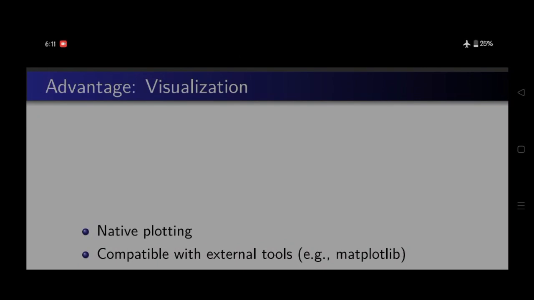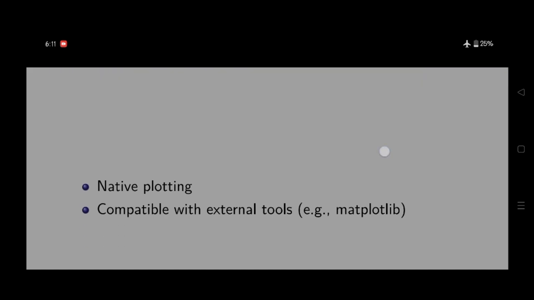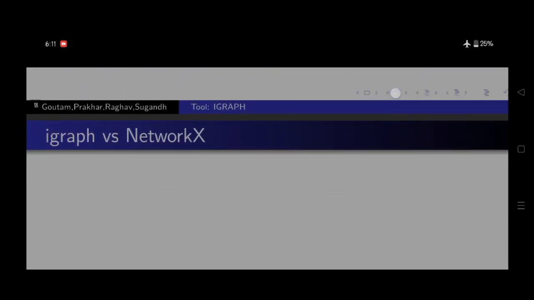Visualization is the very basic and most important part of igraph, because from it we can take insights directly. igraph has built-in tools for visualizing networks. They are based on layout algorithms like the Fruchterman-Reingold algorithm and the Kamada-Kawai algorithm. igraph is used for native plotting and is compatible with external tools like Matplotlib. We can export the graph from our analysis and save it in formats like PNG and SVG mainly. So these are all the advantages that we have seen right now.